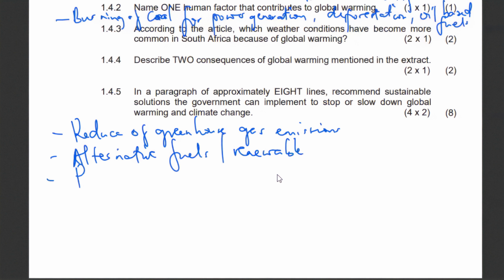Then we can also use public awareness. The government must be conscientized and must be aware of the dangers of causing global warming and the resultant climate change. Then you can also look at other things like saving energy. Look at other things like we drive less.